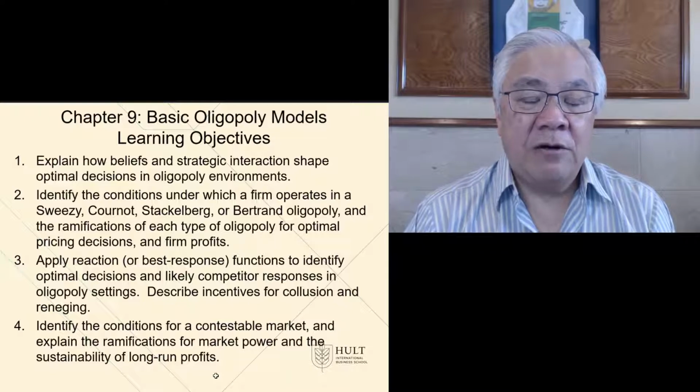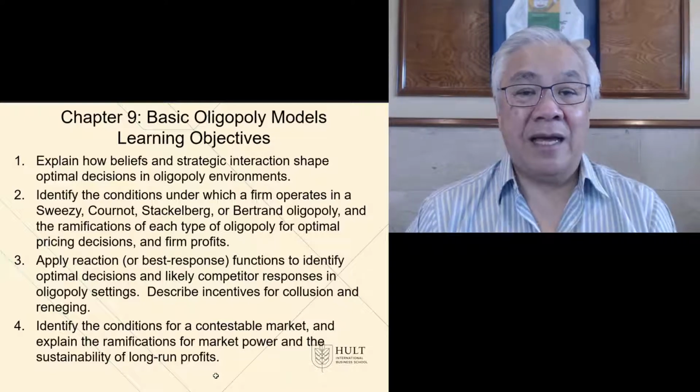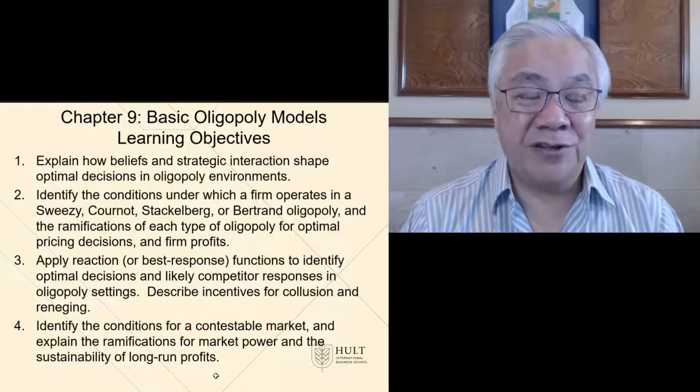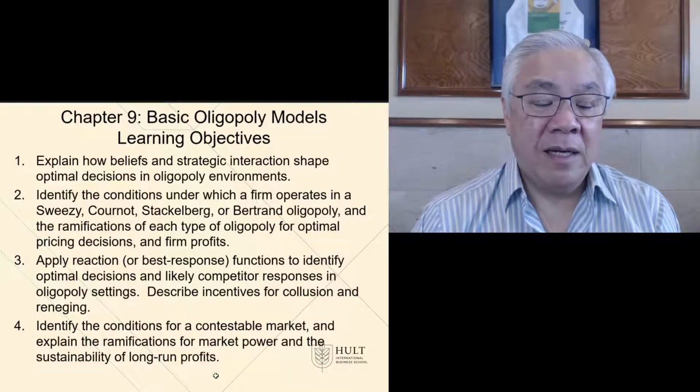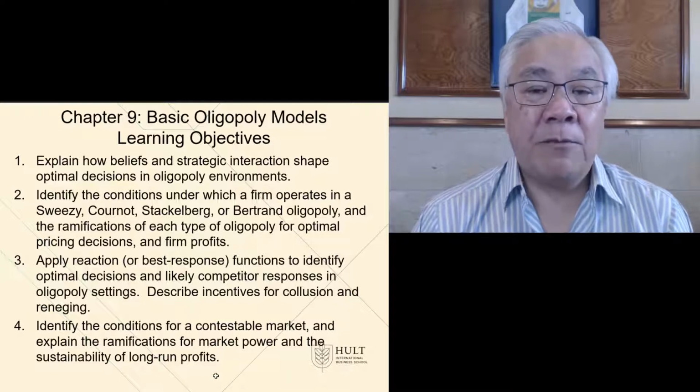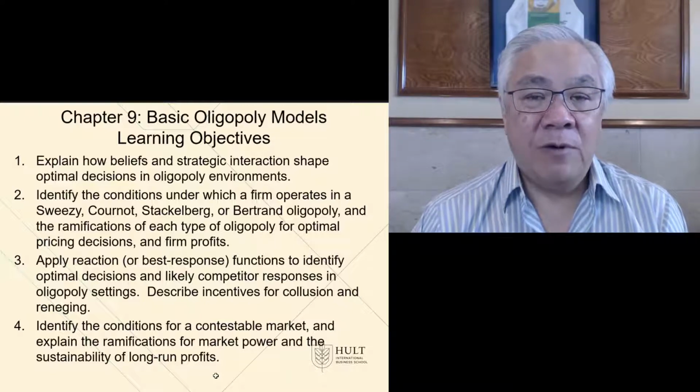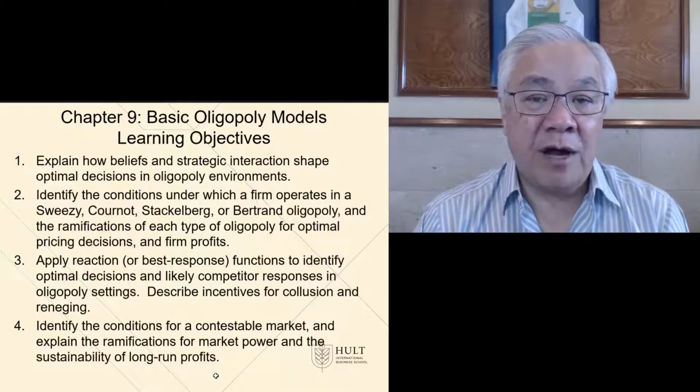based on the quantities from their competitor. We also saw that there are incentives for collusion and also incentives to cheat if you have collusion. And finally, we looked at what makes a contestable market, which creates market power for the consumers, and what implications it has for the long-run profits for the firm.